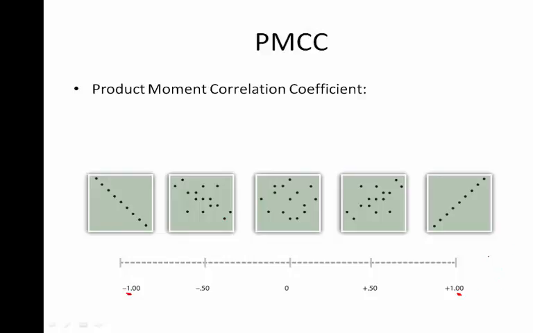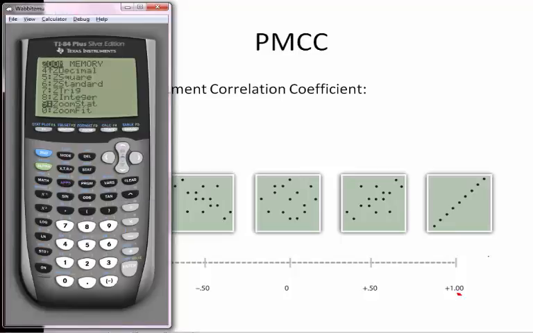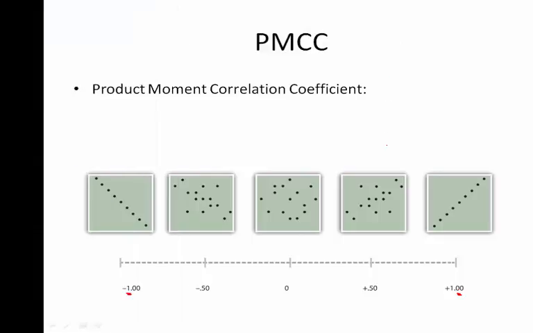Now, to use your GC to calculate the PMCC, same thing, you will have to key into your lists already, go into calculate and go into linear regression. My calculator does not show it, but when you click on linear regression, you should be able to choose x and y. So choose list 1 and list 2 respectively, and when you press, you should see something known as r, and this would be the product moment correlation coefficient.